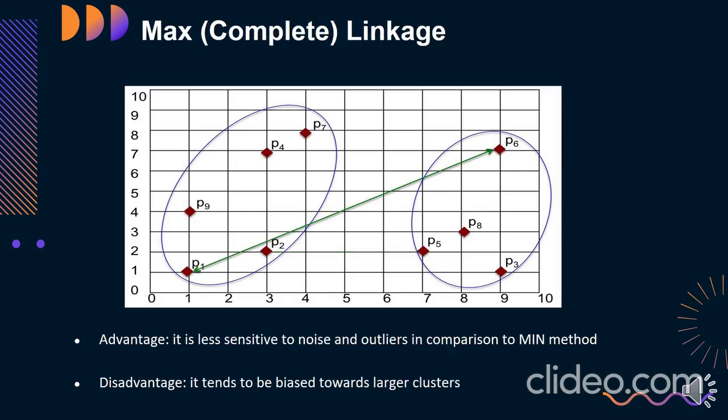Another way to measure the distance is to find the maximum distance between points in two clusters. We can find the points in each cluster that are furthest away from each other and calculate the distance between those points. In this figure, the maximum distance is between point P1 and P6. The distance between these 2 points, and hence the distance between the two clusters, is found as d(P1, P6), which equals 10. The advantage of the maximum or complete linkage method is that it is less sensitive to noise and outliers in comparison to the min method. Its disadvantage is that it tends to be biased towards larger clusters.